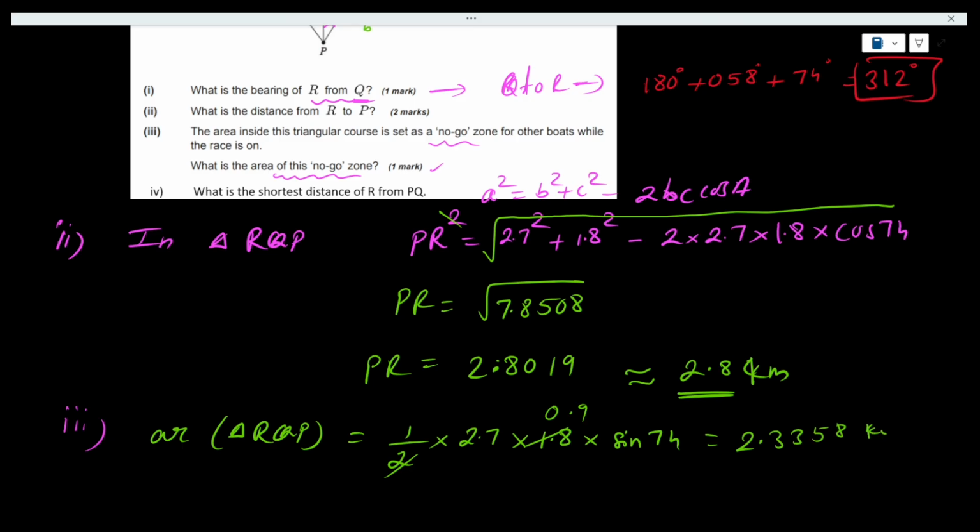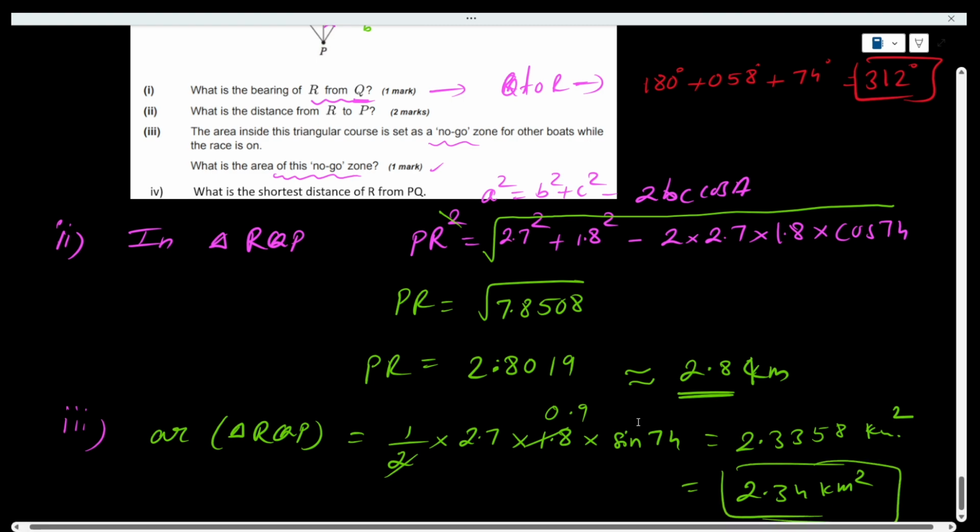That is 2.3358 kilometer square, because it's an area, so it will be 2.34 kilometer square using three significant figures, right?